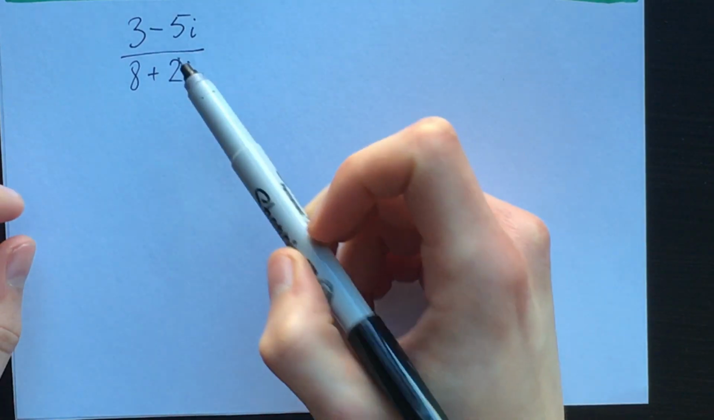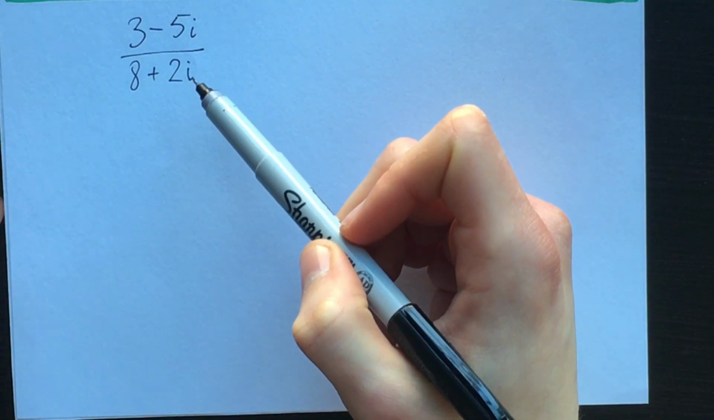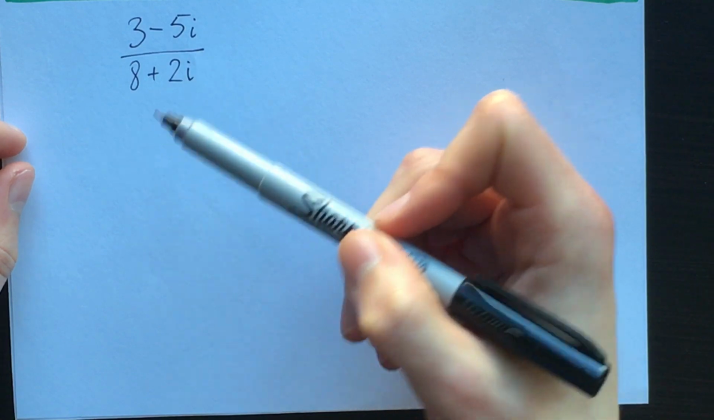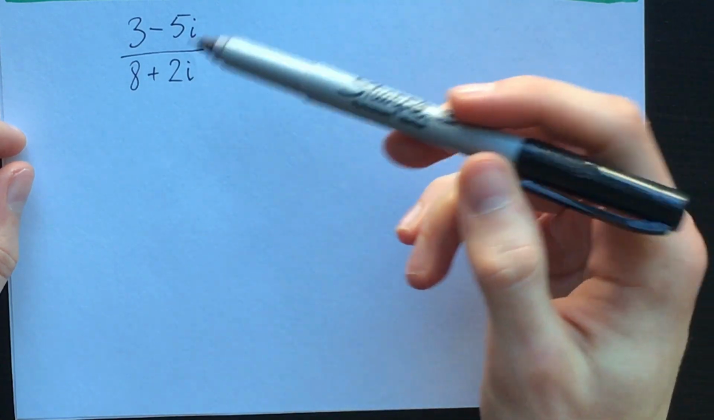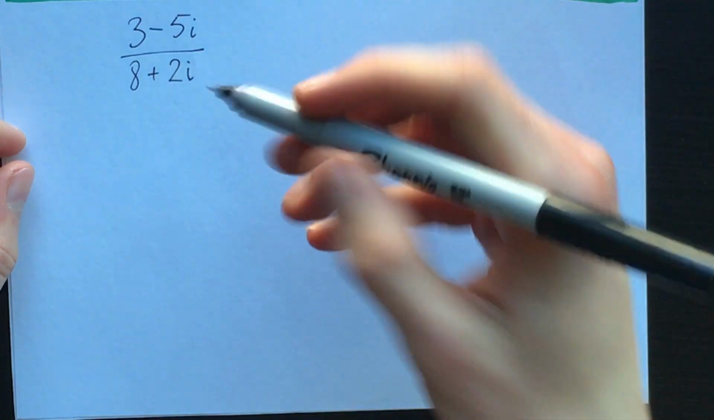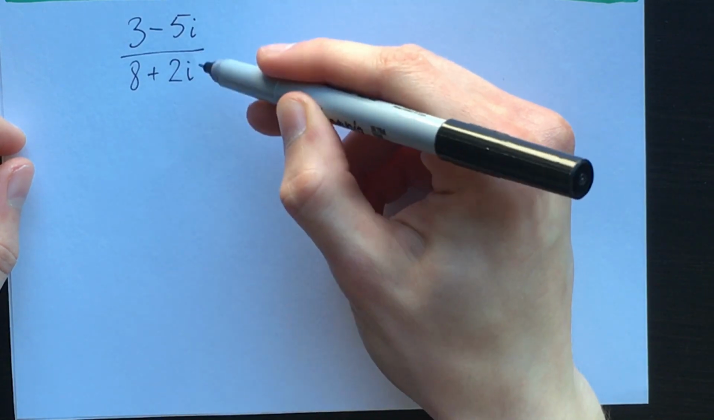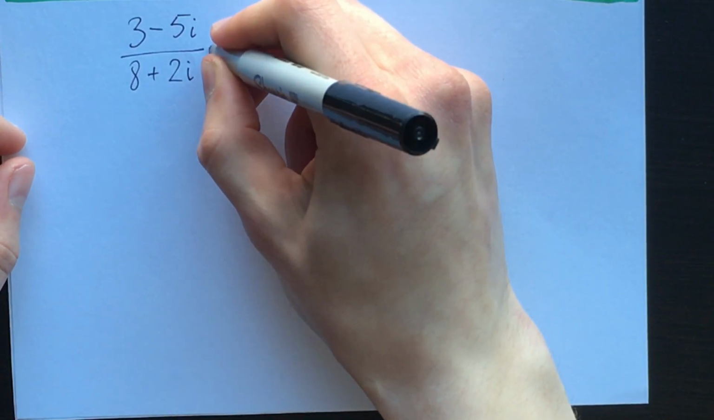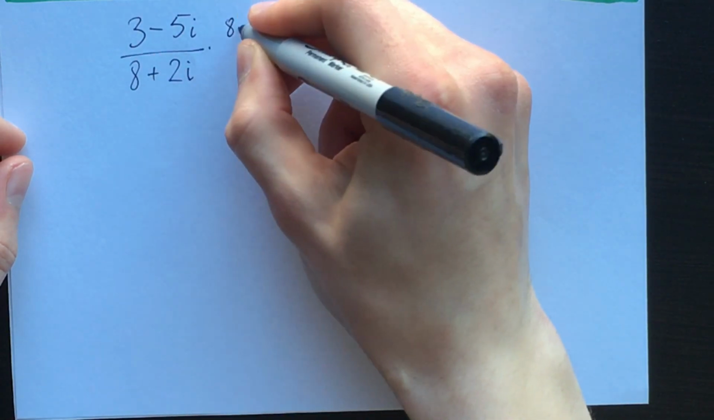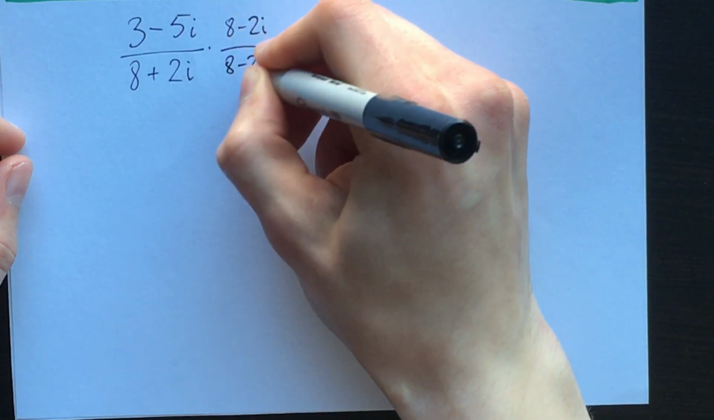For this problem, we're given (3 minus 5i) over (8 plus 2i), and we just want to figure out what this simplifies to. So using our knowledge of simplifying fractions, as well as our knowledge of imaginary numbers and complex numbers, our problem here is that we have an i on top and bottom, right? So we can remove this by multiplying the top and bottom by the conjugate of the denominator, so by 8 minus 2i, and the same thing here.